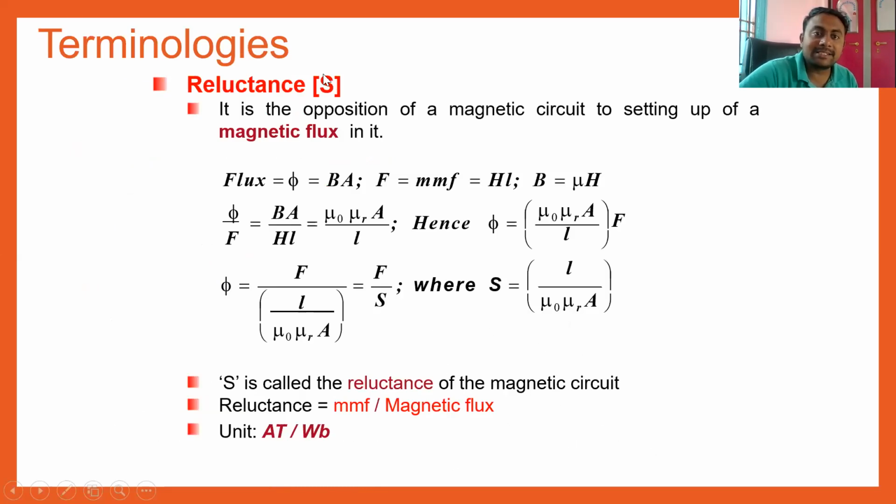Next is reluctance, which is represented with S. Reluctance is the term which opposes the flow of magnetic flux, the same as resistance in electrical circuits. What opposes the flow of electrons is resistance, and what opposes the flow of flux is reluctance. To derive the reluctance, we know the flux equals B into A, and the definition of MMF is N into I, or else we can write it as H into L.